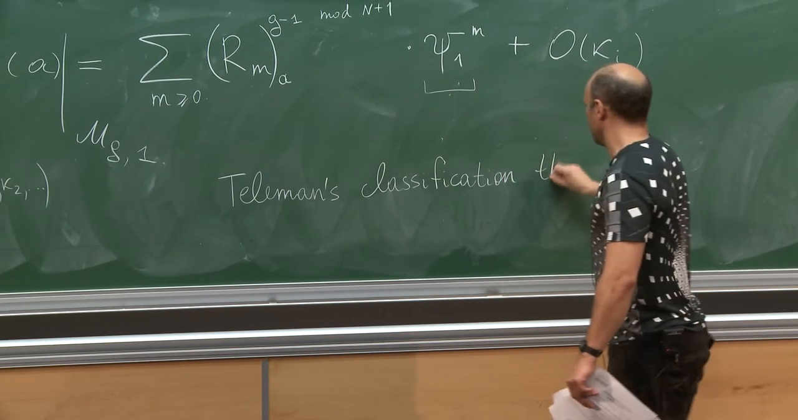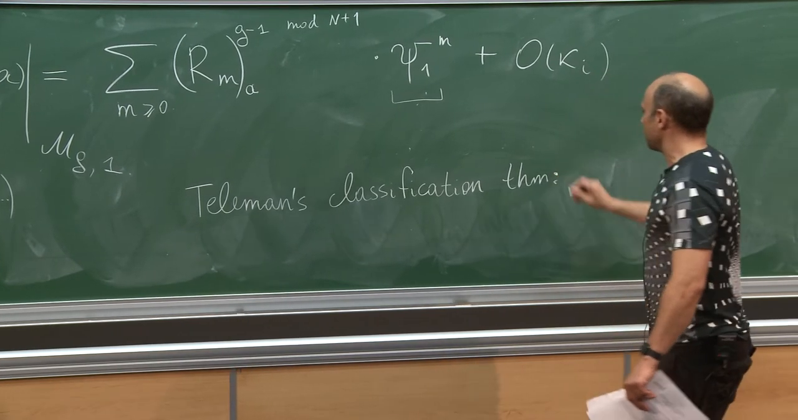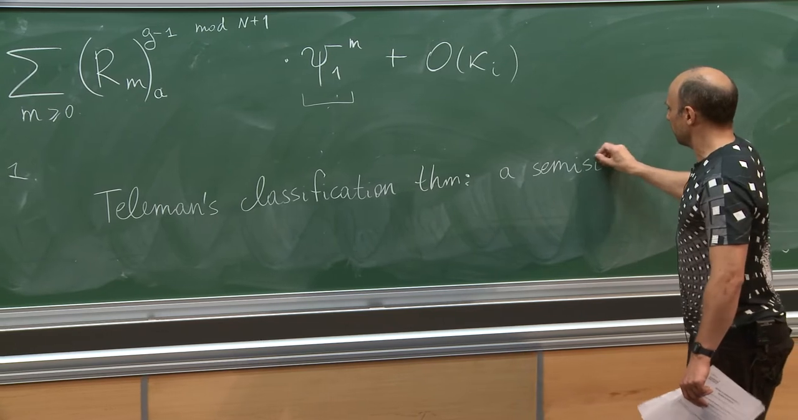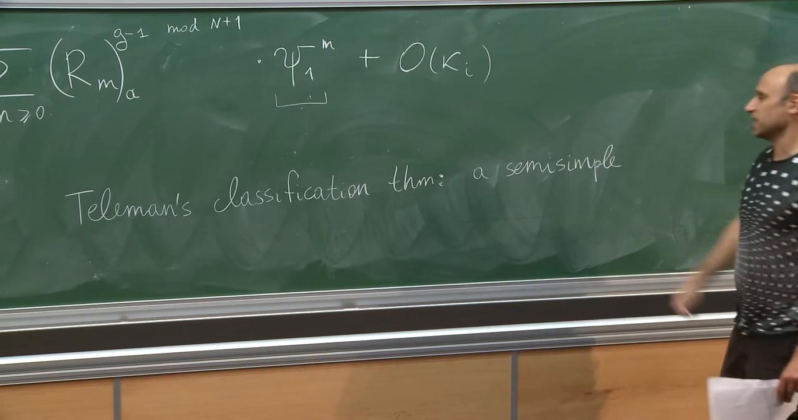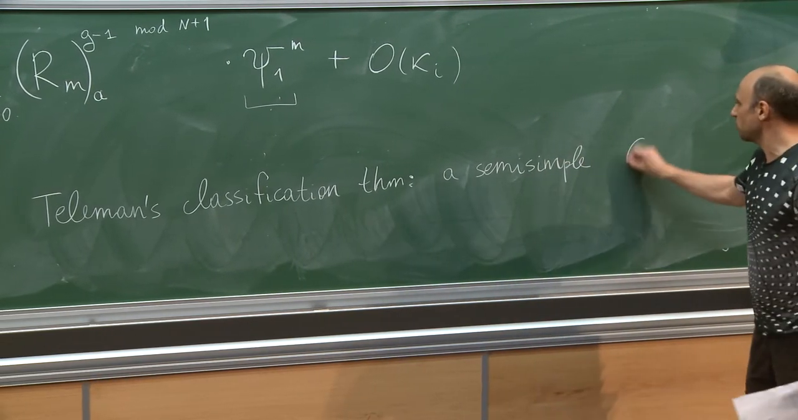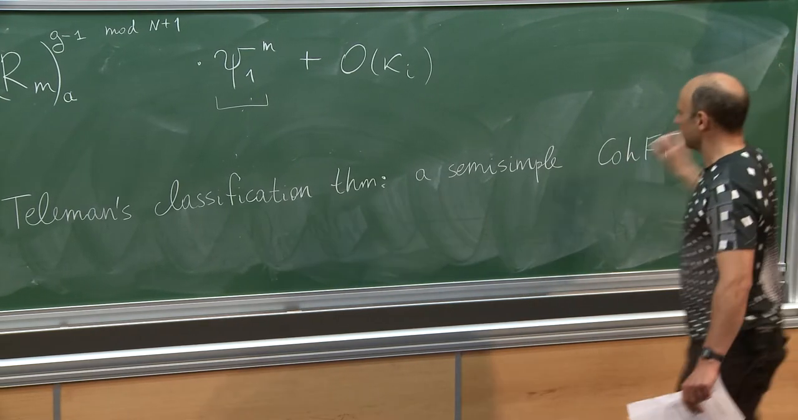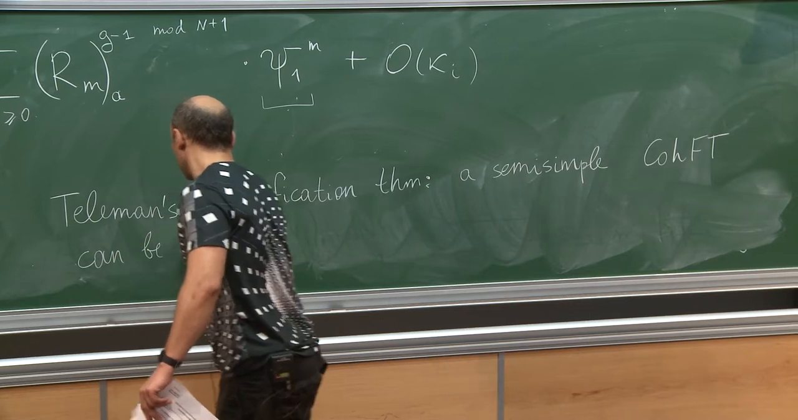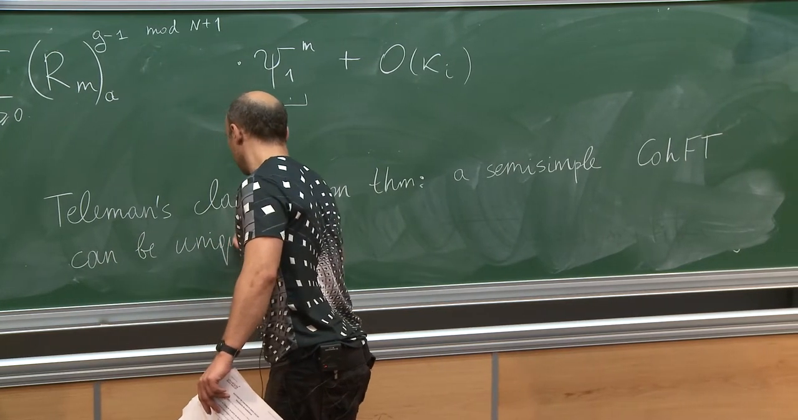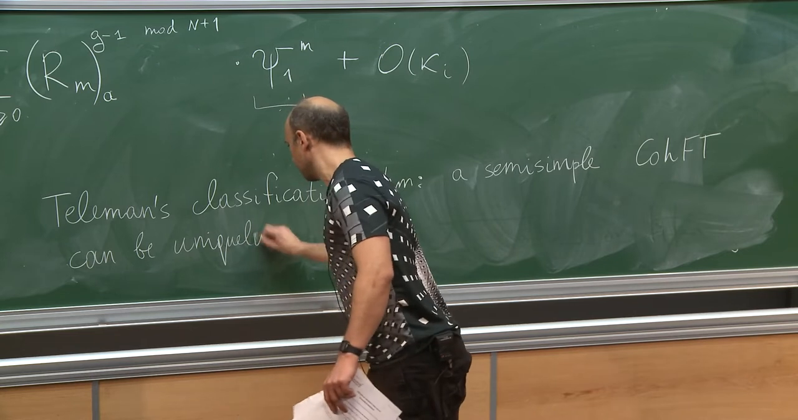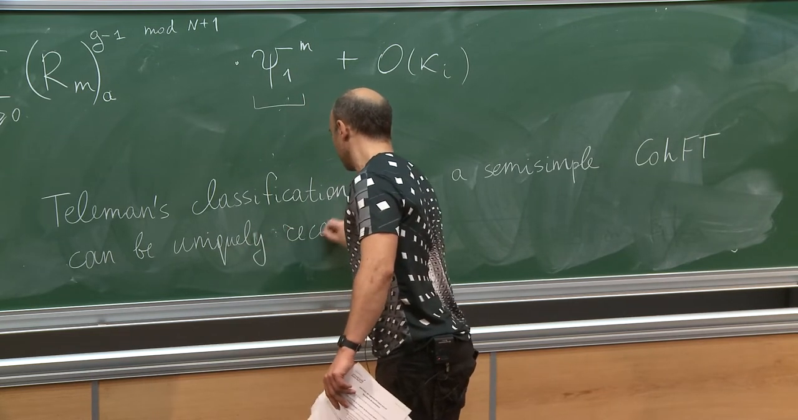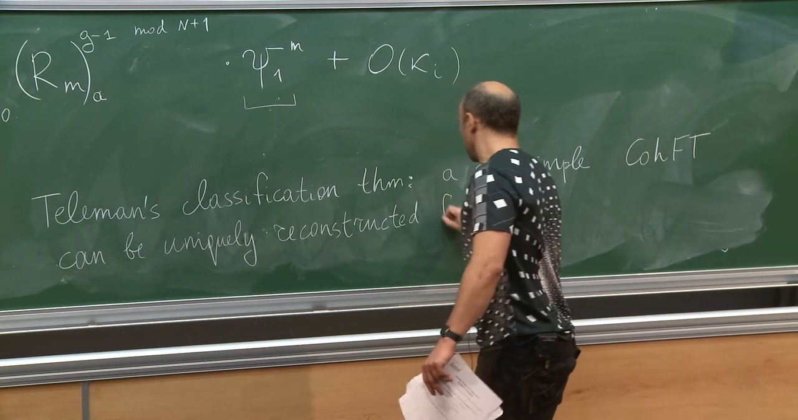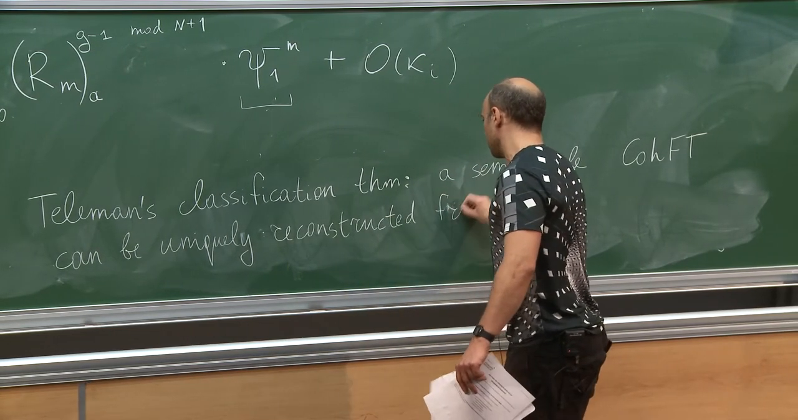Classification theorem that tells you that a semisimple, I have to write it down, but I will not define it today. A semisimple cohomological field theory can be uniquely reconstructed from its R matrix.